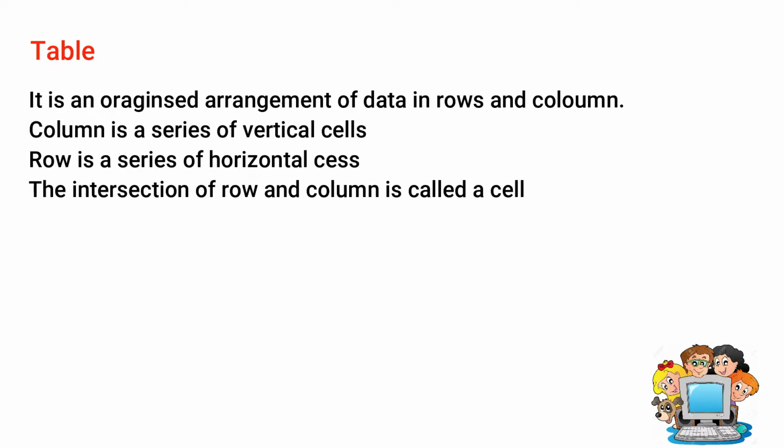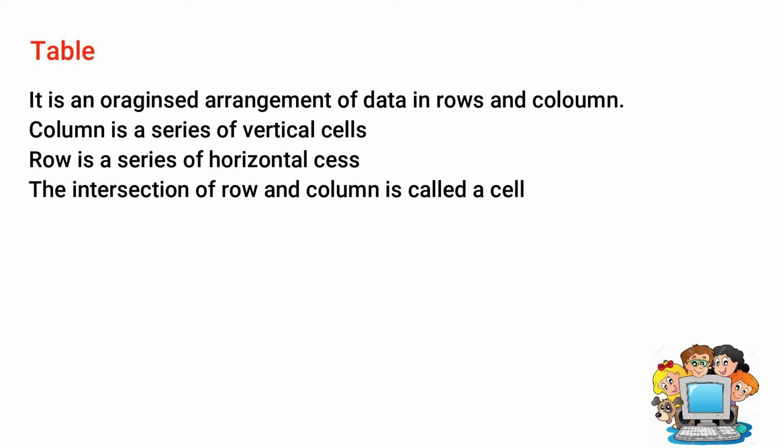A table. A table is an organized arrangement of data in rows and columns. Tables are useful for various tasks such as presenting text information and numerical data. Now column. A series of vertical cells is known as column in a table.